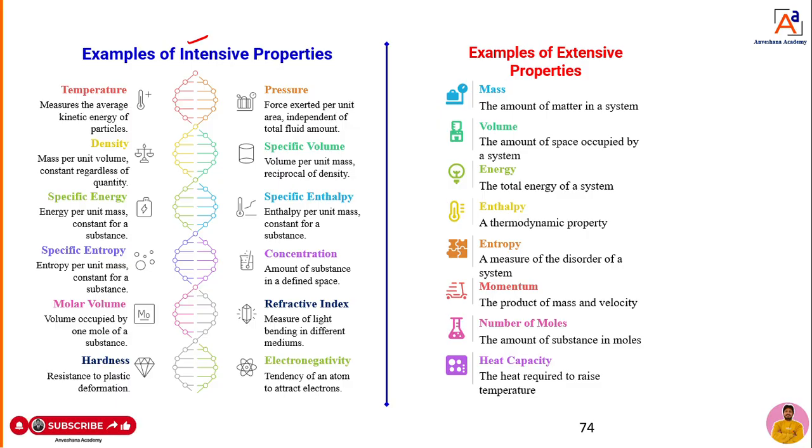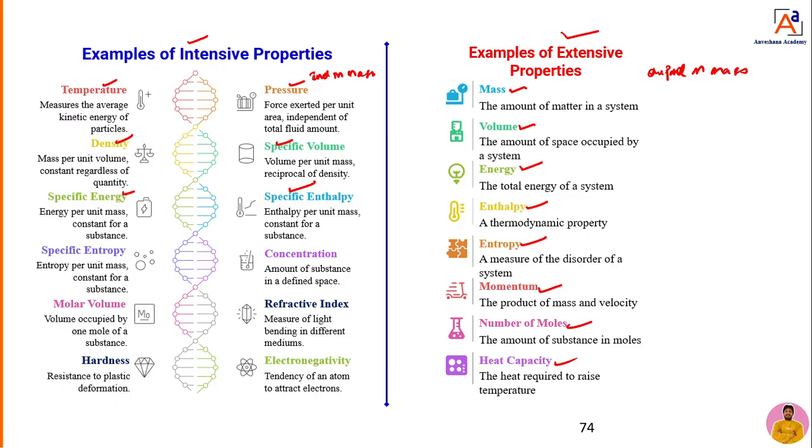Now, what are the examples of intensive properties? Dear students, you can list ten intensive properties, independent of mass. Examples: pressure, temperature, density, specific volume, specific enthalpy. These all are intensive properties. The properties which are dependent on mass, we call extensive properties. What are the examples of extensive properties? You can see here, dear students: mass, volume, energy, enthalpy, entropy, momentum, number of moles, heat capacity. These all are extensive properties.